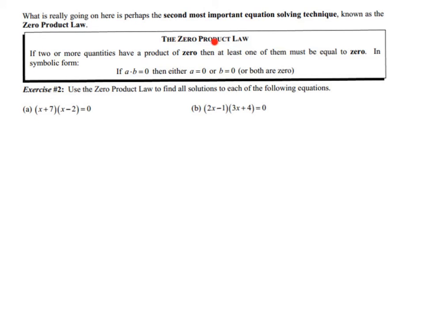All right, what we're going to learn here is the zero product law, and all that means is basically when you multiply two things together, like an a times b, and it is equal to 0, one of them at least has to be a 0, so either the a, the b, or both.